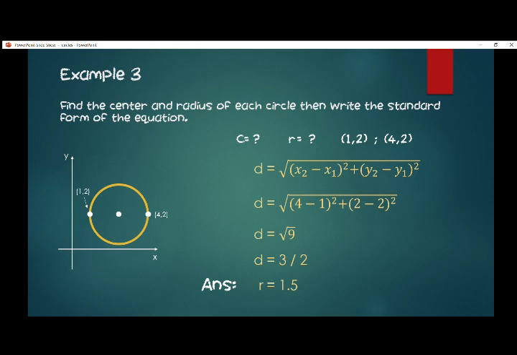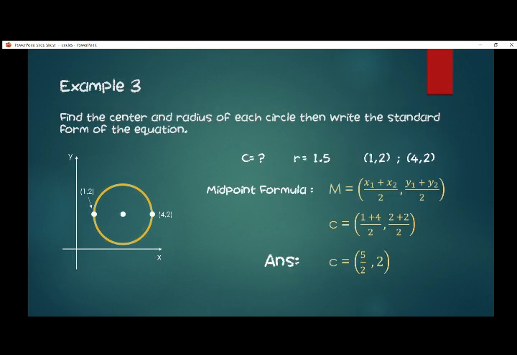D is equals to square root of x sub 2 is equals to 4 minus x sub 1 is equals to 1 squared plus y sub 2 is equals to 2 minus y sub 1 is equals to 2 squared, which results to square root of 9. Square root of 9 is 3. So yung 3 yon is diameter pa lang. Dahil ang diameter is twice the length of radius, ibig sabihin magdi-divide or i-divide natin yung 3 by 2. 3 divided by 2 is 1.5, which means ang ating radius is 1.5.